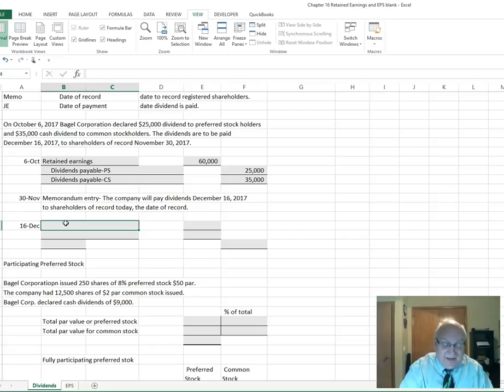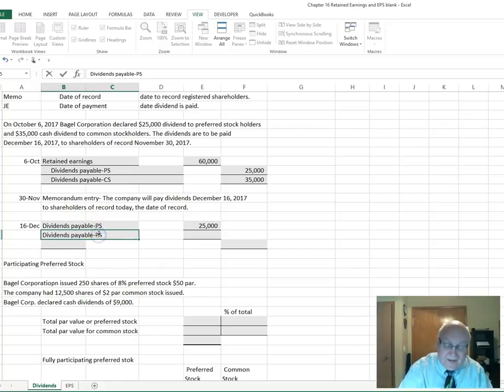So we would debit dividends payable for the preferred stockholders, and that's the $25,000. And then we have dividends payable for the common stockholders. That's for $35,000, and of course what you pay it with is the cash account, which totals the $60,000. Okay, that is the date of payment.